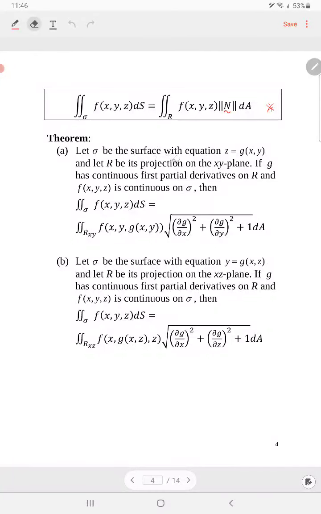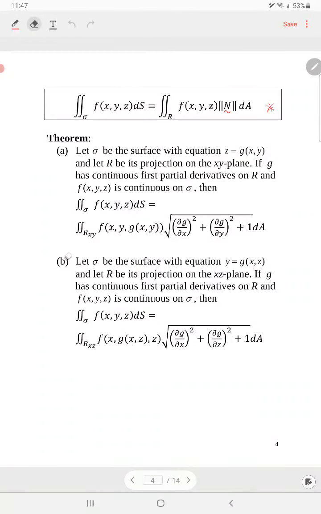If your surface sigma is given as z equals a function of x and y, what you need to do is project your surface sigma onto the xy plane, and then replace z in your function f. So z must be replaced by g of xy, and ds is really the magnitude of the normal vector dA. So this would be the square root of partial g partial x squared plus partial g partial y squared plus 1, and then integrate over region R, which is on the xy plane.